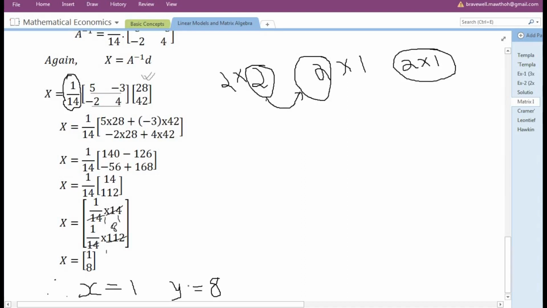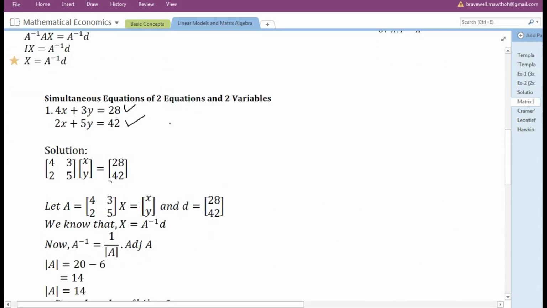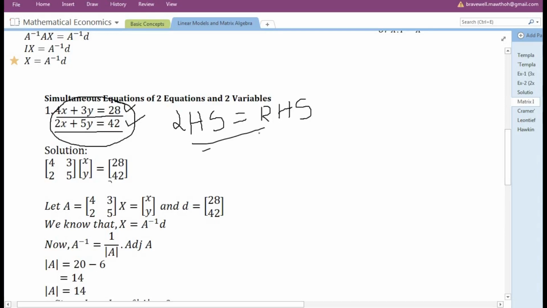When you substitute x equal to 1 and y equal to 8 in the first and second equation, you will find that the left hand side is equal to the right hand side. So in this way, a common solution is found where, when you substitute the values of the variables in any of the equations, whether it is the first equation or the second equation, the left hand side will always be equal to the right hand side.